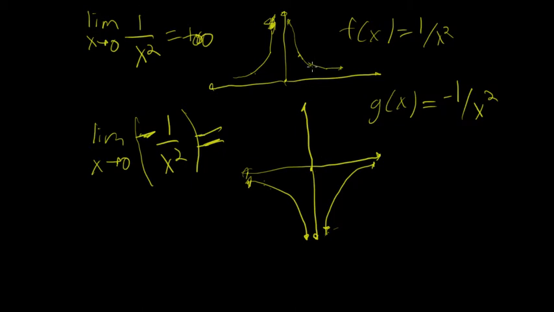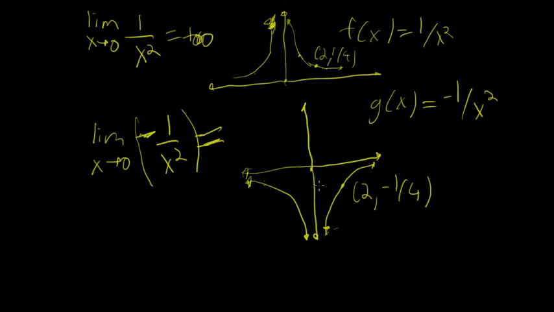So here there's going to be the point 2, 1/4. When x is 2, f of x is 1 over 2 squared, which is 1 over 4. On this function, you'll have the point 2, negative 1/4. So negative 1 over 2 squared, which is negative 1/4.